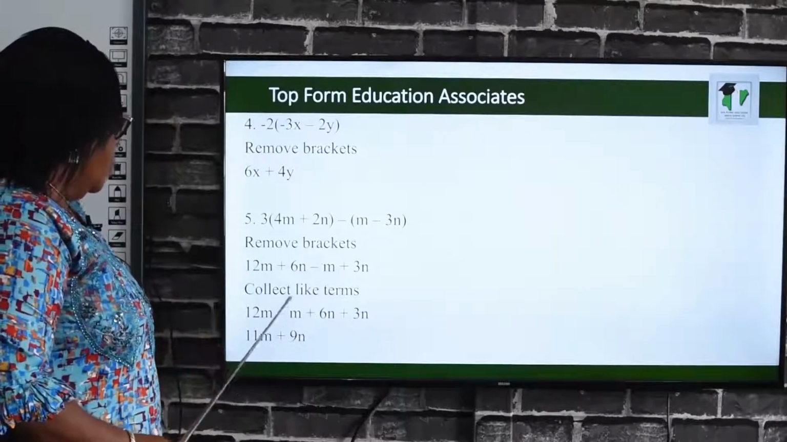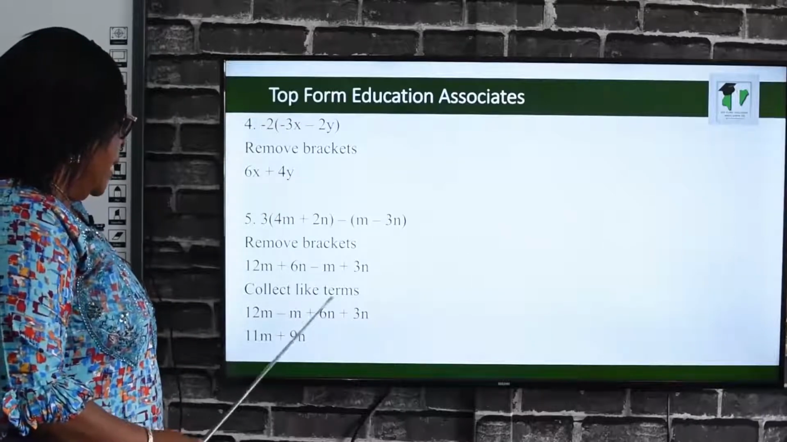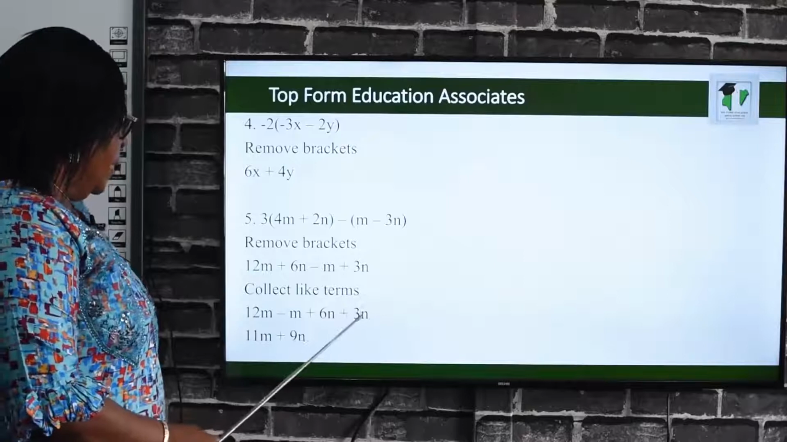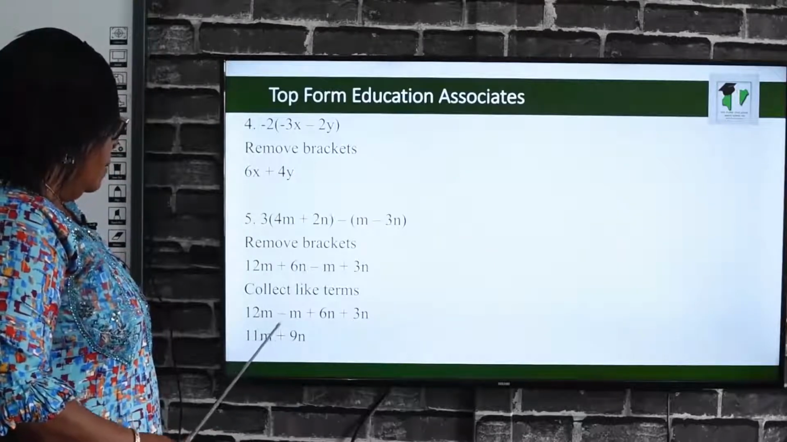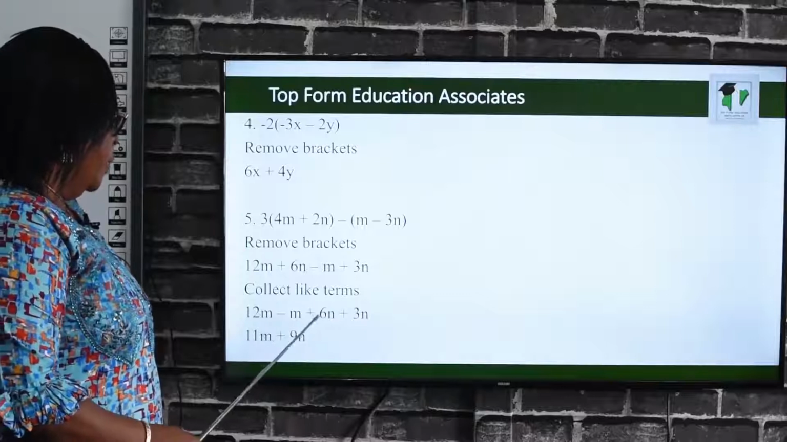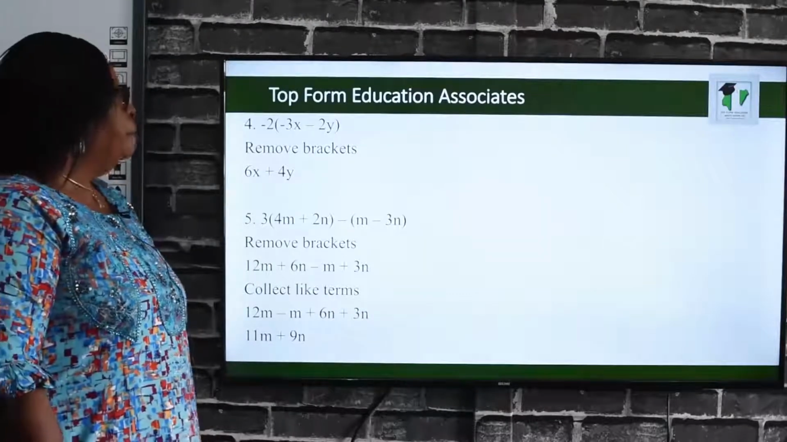Collect like terms. Have 12m minus m plus 6n plus 3n. That gives us 12m minus m is 11m. 6n plus 3n is plus 9n.